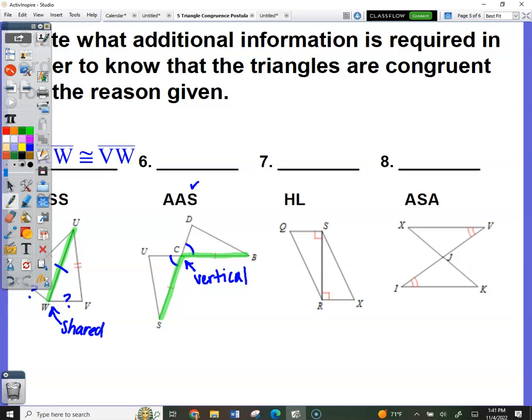Now, if we're traveling around the circuit, got to go in order. This would be a congruent side. This right here. Traveling around, this would be a congruent angle right next to it, right? So then what am I missing? Angle U, angle V. Yep. This is the one I'm missing. You see how you're stating what is missing that should be marked in order for me to use that reason.